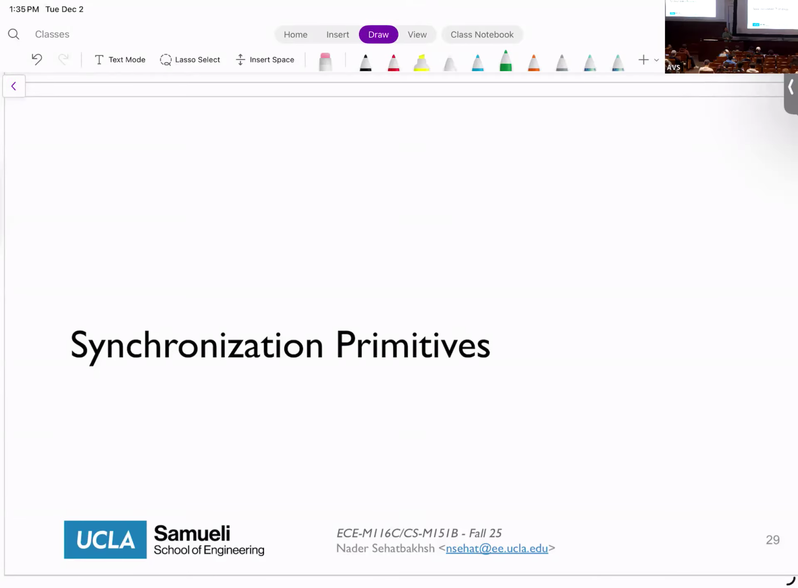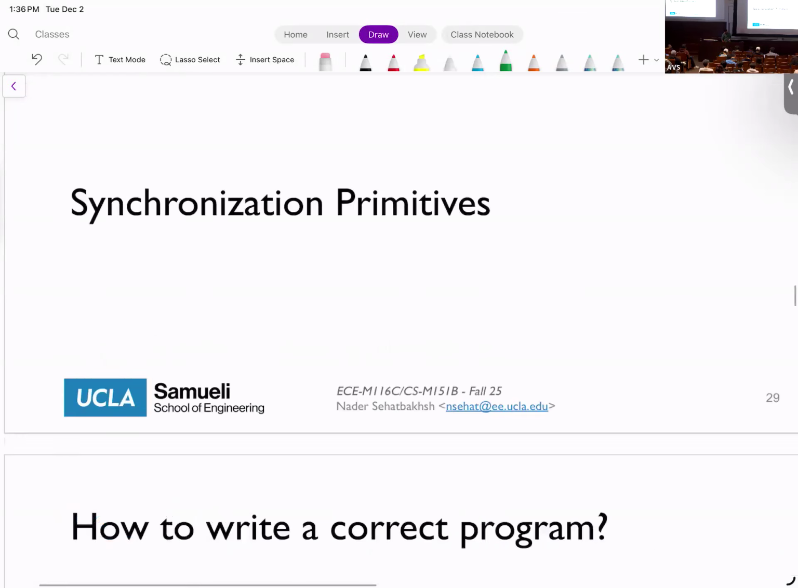How many of you are familiar with what a lock and a semaphore are? Okay, a few of you. All right. So we're going to give you some broad description of that, but mostly we're going to focus on what an ISA like the RISC-V ISA provides to implement these primitives. Okay.